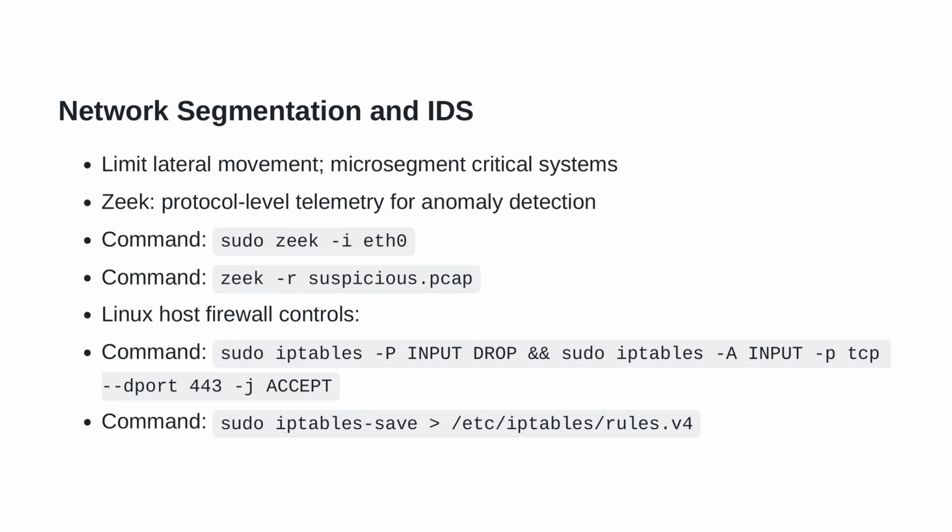On Linux hosts, lock down ingress with a default deny stance and only open what you truly need. For example, set input to drop and allow HTTPS. sudo iptables -P INPUT DROP and sudo iptables -A INPUT -p tcp --dport 443 -j ACCEPT. Make the rules persistent with sudo iptables-save > /etc/iptables/rules.v4. Apply carefully and include any required management or health check ports to avoid locking yourself out.